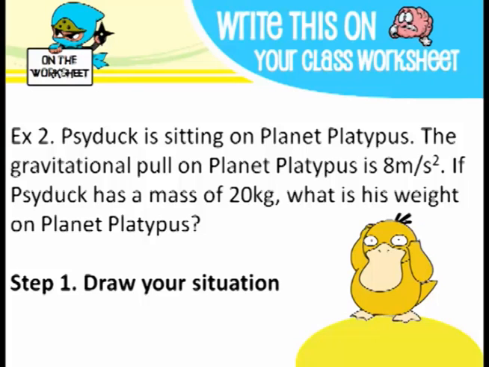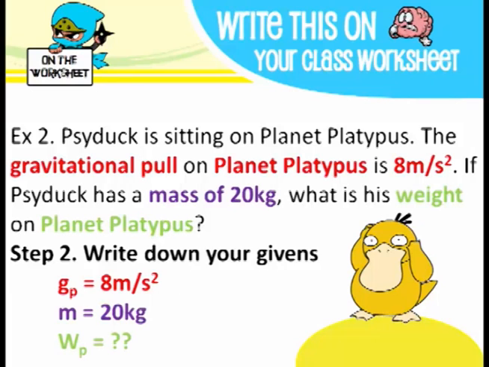There we have Psyduck chilling on the planet Platypus. Alright, we know the following givens. We know that the gravitational pull on planet Platypus, I wrote g_P for gravitation and then P for Platypus. Again, you could have written a_P for acceleration on planet Platypus. It really doesn't matter. It is 8 meters per second squared. Our mass is 20 kilograms. And we are trying to find the weight on planet Platypus.